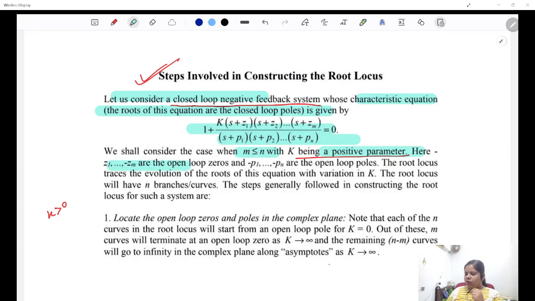So these are the zeros of the system and these are the poles of the system, like in the open loop case only. It is being taken from this open loop equation only. So the root locus traces the evolution of roots of this equation with variation in k. The root locus will have n branches and we will go through the steps.